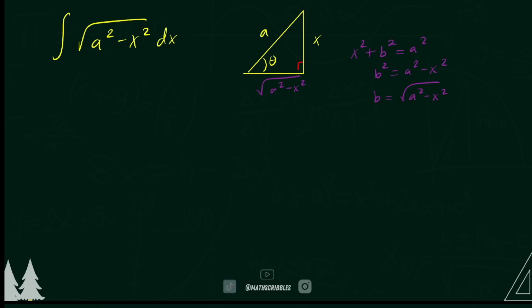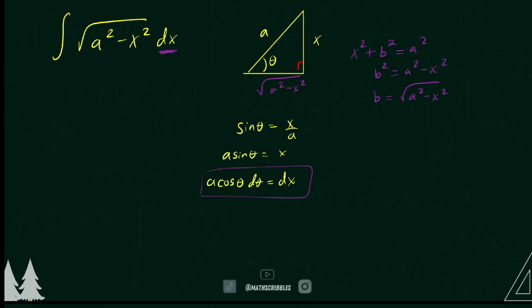Now what we can do is say sine theta is equal to x over a. In other words, a sine theta is equal to x. We're going to take our derivative now. On the left side, we have a cosine theta d theta. And on the right side, we're going to have dx. This is perfect because this is exactly what we need. We want the dx there, which is the value for the dx in our integral.